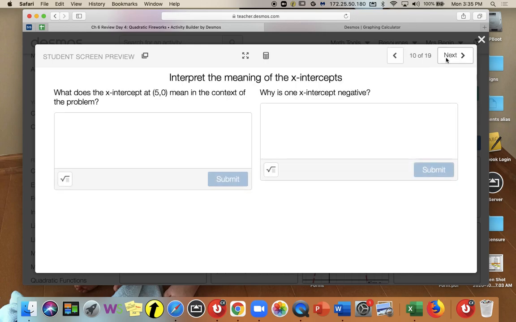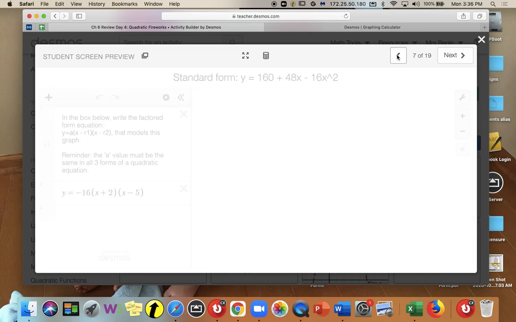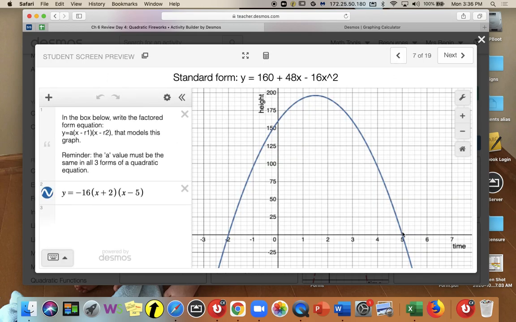Okay. So then it says that the x-intercept is 5, 0. What does it mean in terms of the problem? That means that's how long it will take for the rocket to land, 5 seconds. You can see why the other x-intercept is negative because the starting height was 160. It shifts our graph so that one intercept will be negative.